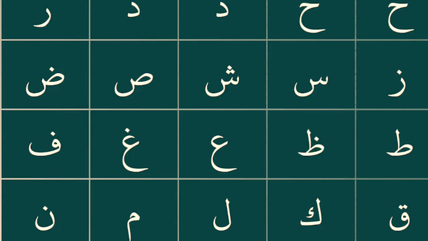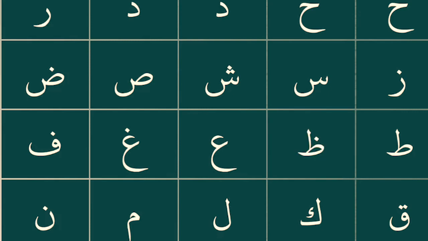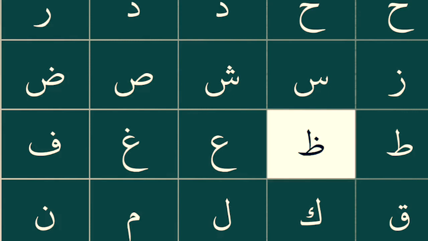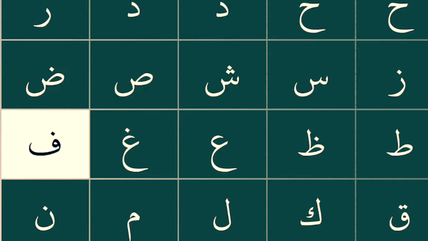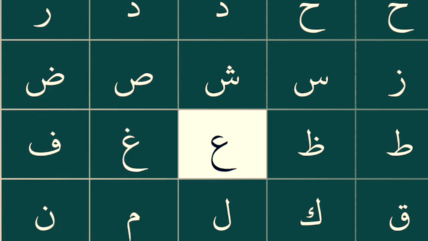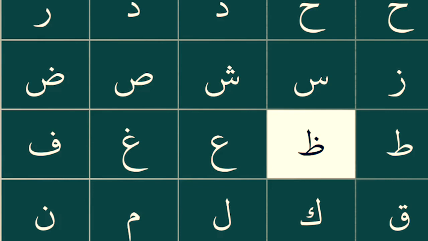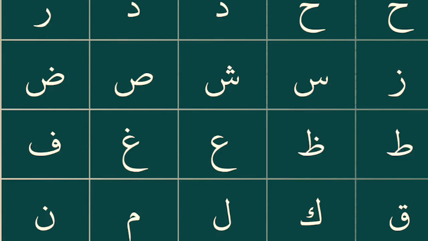Next letter. Va. Fa. Ghain. Ain. Va. Ta. Just to go backwards sometimes helps.